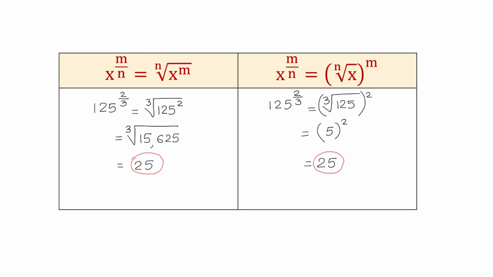And I also wanted to mention here that the number 125 is a product of three factors, 5 times 5 times 5. Then the expression 125 to the power of 2 over 3 represents the product of two of these three factors. And this product makes 25.